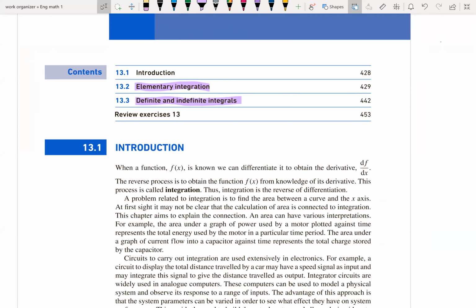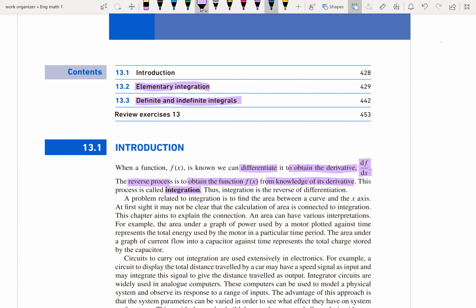Before this, we have learned about differentiation, right? If we want to differentiate, we want to obtain the derivative, which is df over dx. The reverse process is to obtain the function f of x from the derivative. So this is called integration.